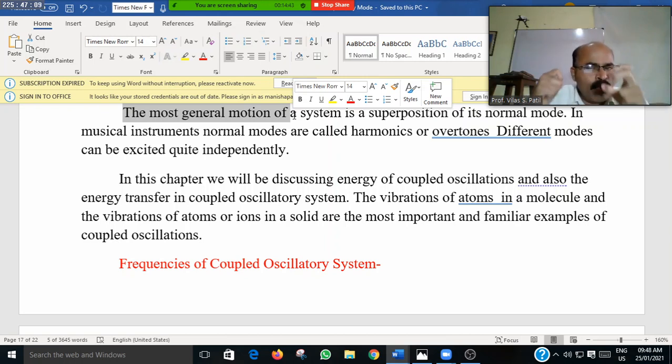And each and every normal mode in case of an instrument is distinct. They will be distinct, they will be separate, and the musical expert can recognize two different notes in that musical system or in that musical instrument, and that different mode can be excited quite independently.